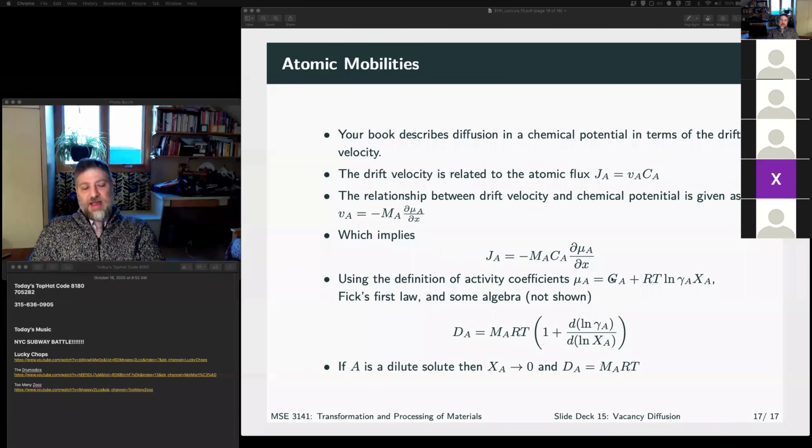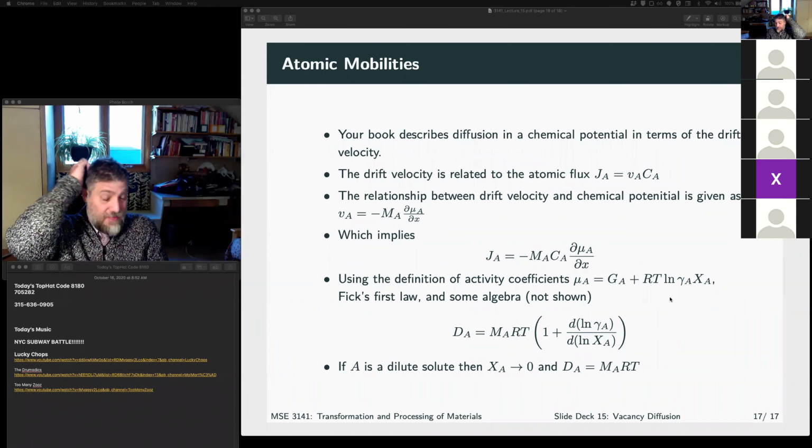So then it does something that's theoretically correct, but I think a little confusing, especially for students seeing this the first time, right? It works through the regular solution theory, and puts this chemical potential in terms of the activity coefficients and rewrites the diffusivity in terms of the activity.